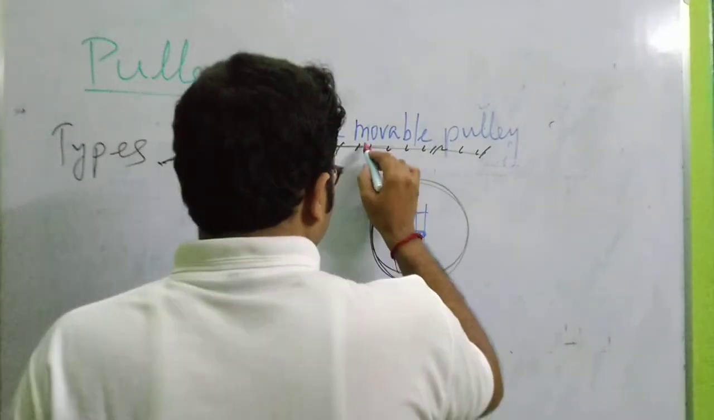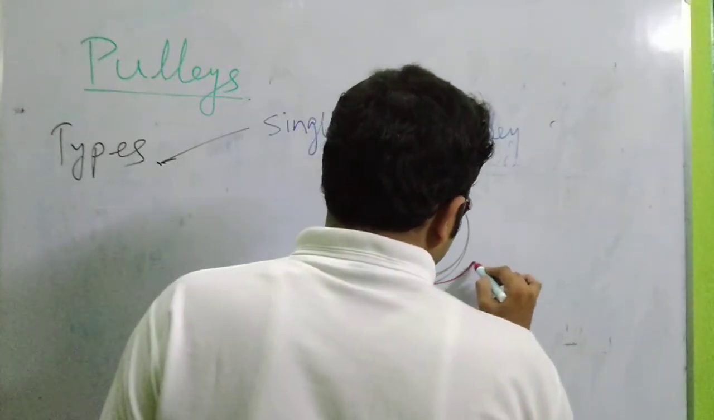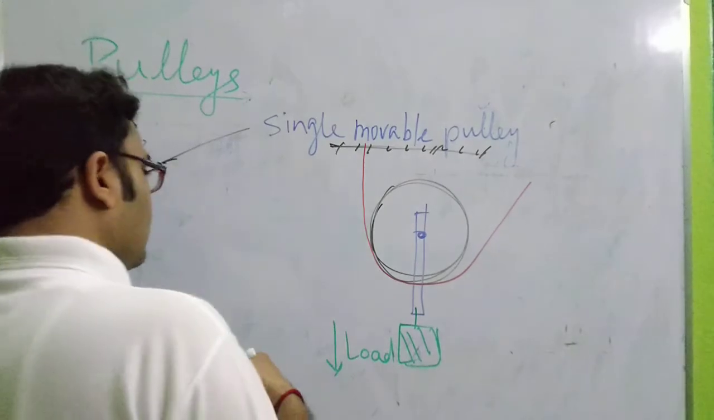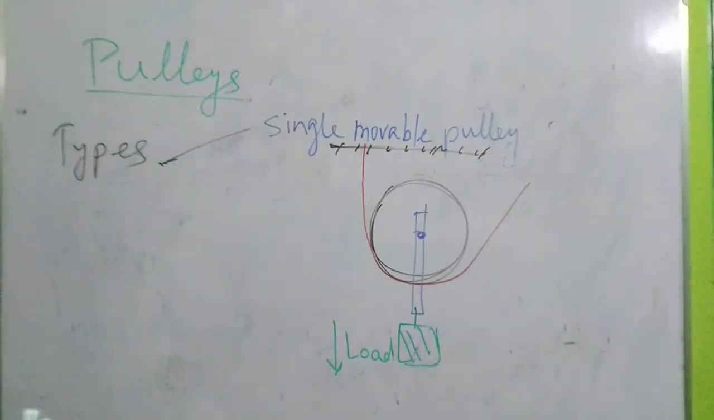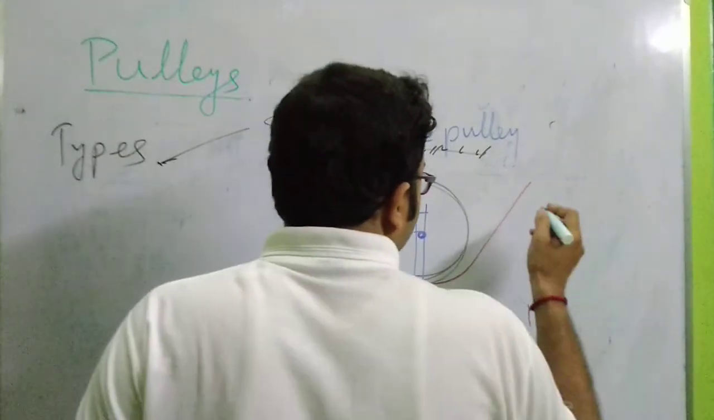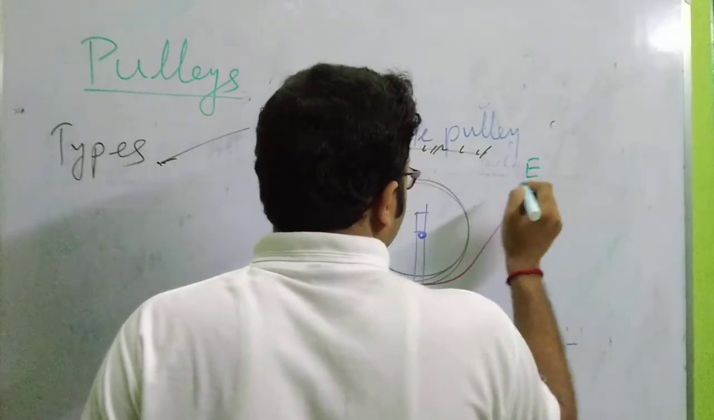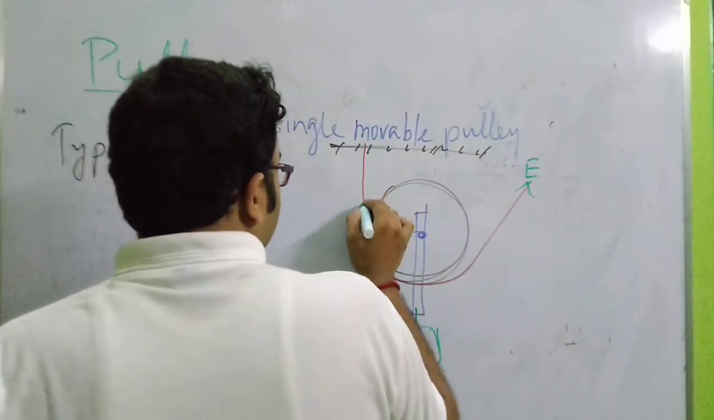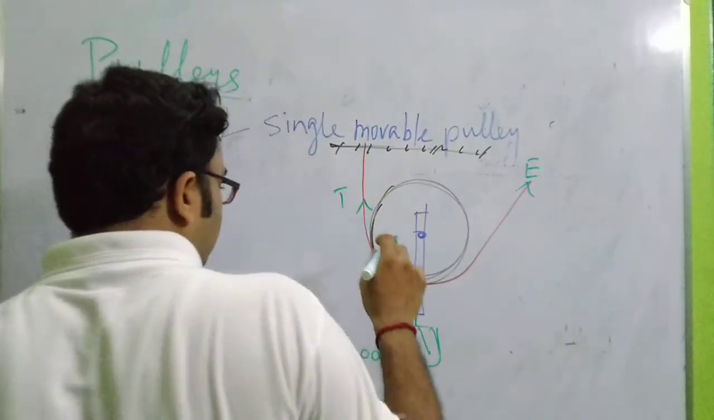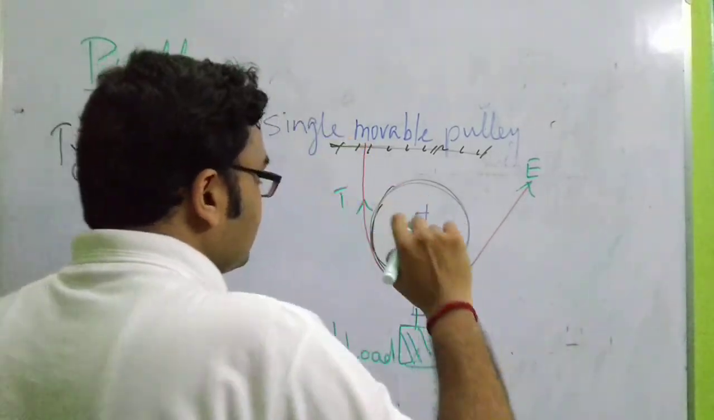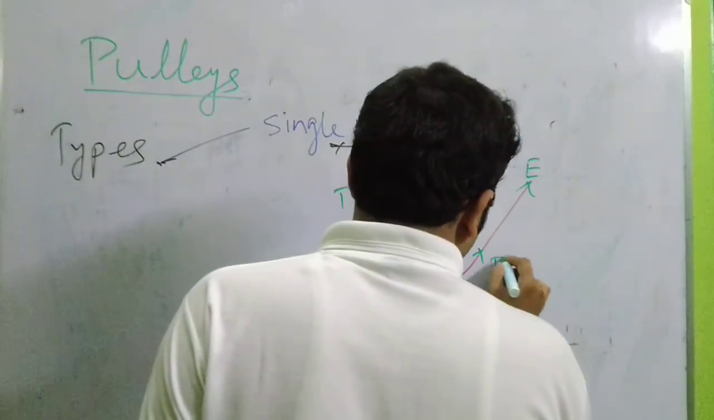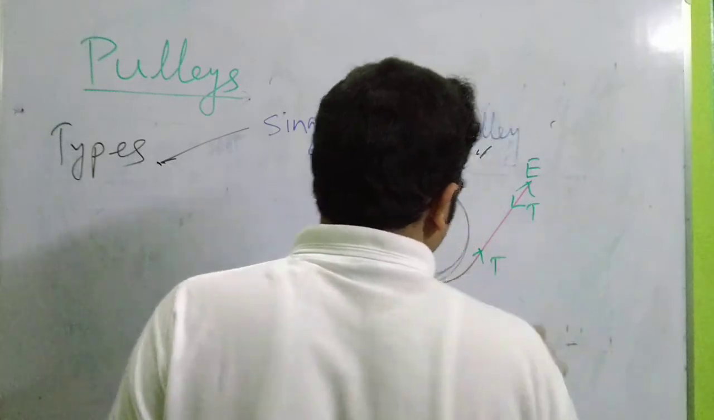Okay, like this. So here actually we are applying the effort in this upward direction. Okay, like this. So here the tension T will be acting upward as it is supporting the load, and also in this part here the tension T will be in the upward direction, and here the tension T will be supporting the load.